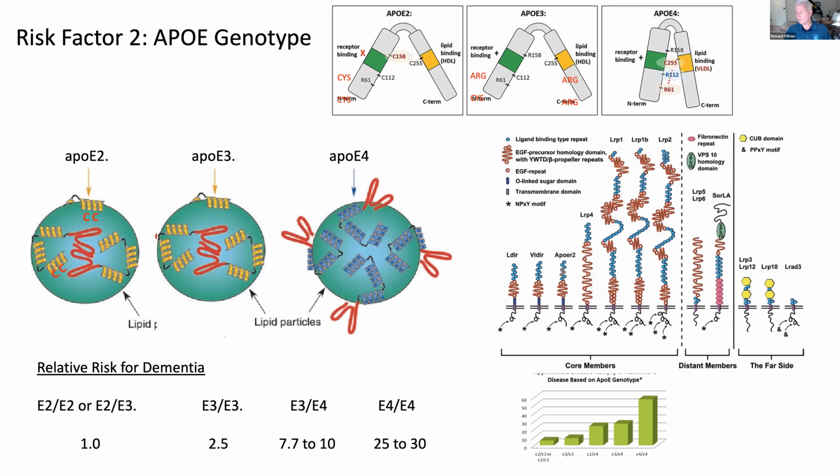APOE, discovered, as you all know, its risk association by Alan Roses almost 30 years ago. APOE is a lipoprotein, meaning it binds to the surface of lipid particles, E2, E3, and E4, which then steers these lipid particles to cells by binding to these receptors called LRPs. And between having APOE2, APOE3, or APOE4, there's probably 100-fold increased risk for developing Alzheimer's disease.